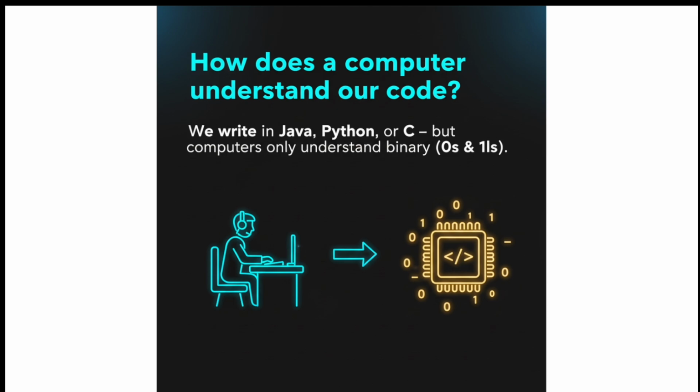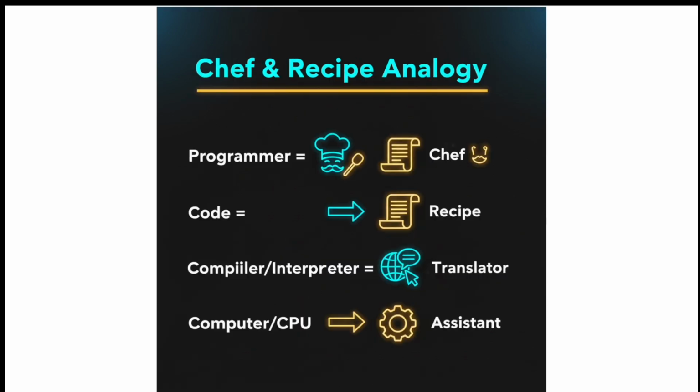Let's understand this using our chef analogy. As we see on the screen, imagine you are a chef working in a kitchen. You, the chef, are the programmer. The recipe is the code which you write. The translator is the compiler or the interpreter, who explains the recipe step by step. We will discuss what the compiler and interpreter are later in this video. And finally, your assistant chef, the computer CPU, actually does the cooking. So here is how it works. The chef writes the recipe, the translator makes it understandable, and the assistant executes it perfectly. This is exactly how computers understand programming languages.